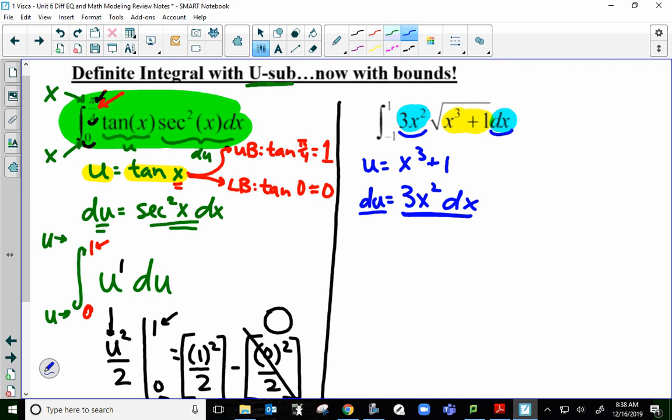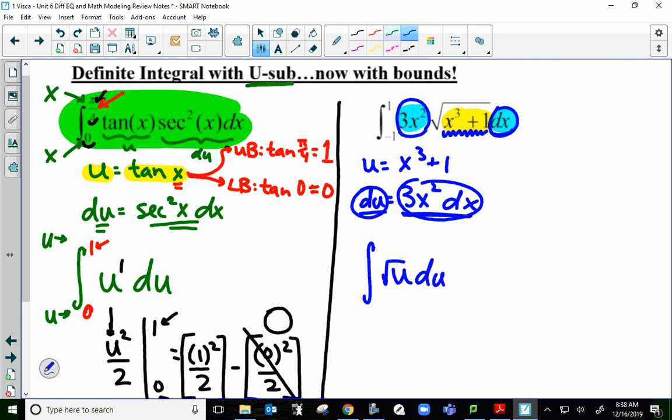All right. So let's substitute that in. So I have an integration. I'm not going to do my bounds yet. Okay. U is going in for this part right here. So instead of x cubed plus 1, it's the square root of u. Okay. These two get taken out and become du.